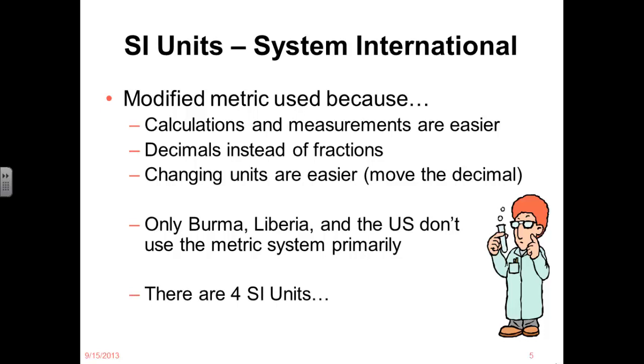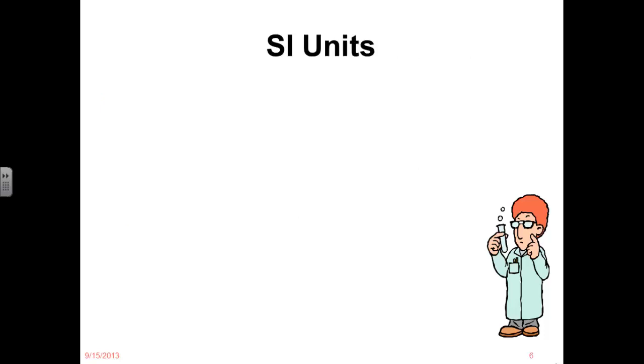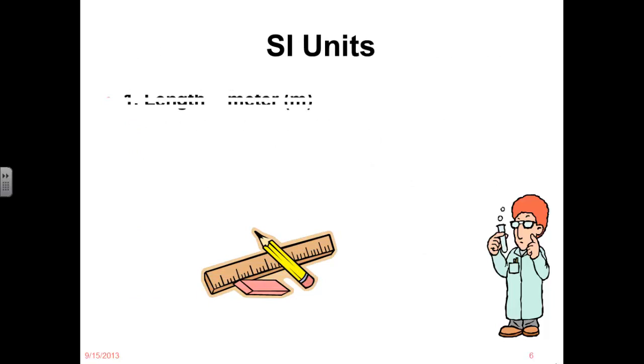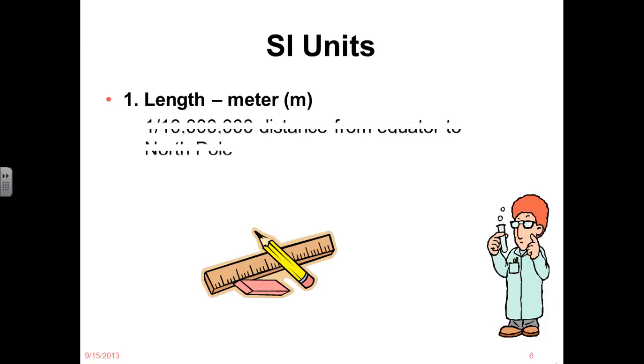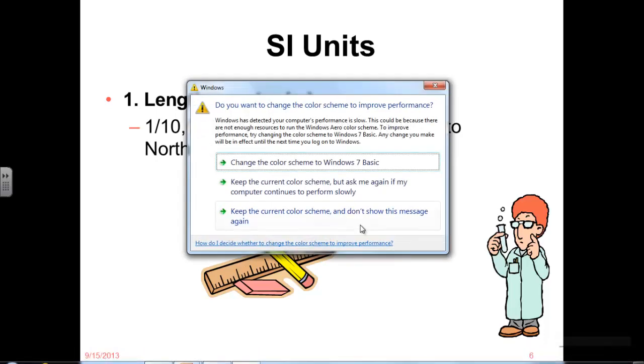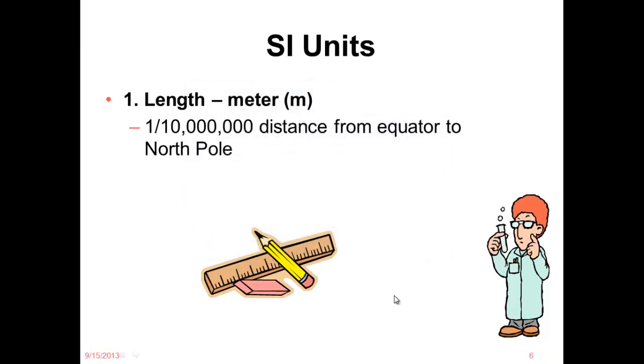There are 4 System International units that we will need to know. The first one is length. The International System unit for length is the meter. The symbol for meter is a lowercase m. The meter was derived by taking the distance from the equator to the North Pole and chopping it up into 10 million pieces. So 1/10,000,000th of the distance from the equator to the North Pole is 1 meter. For us, we need to know that the meter is just a little bit longer than a yard. It's about 3 inches longer than a yard.